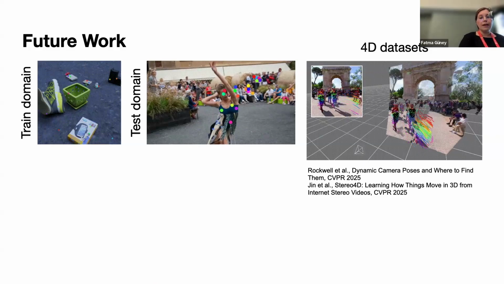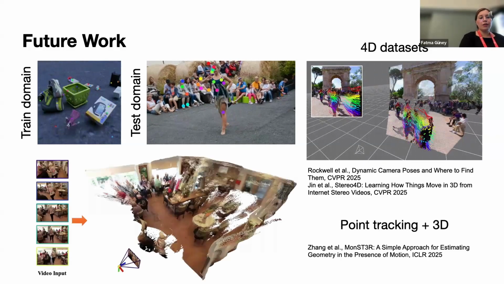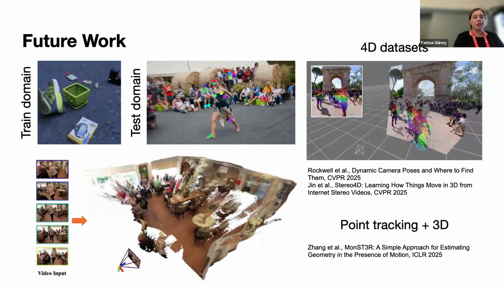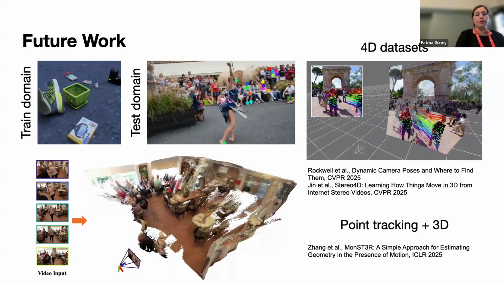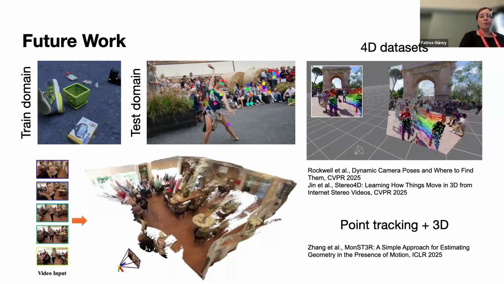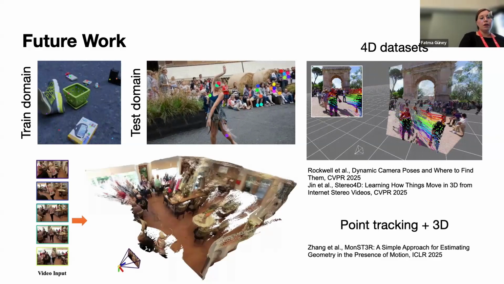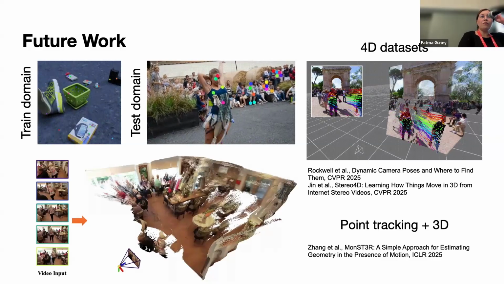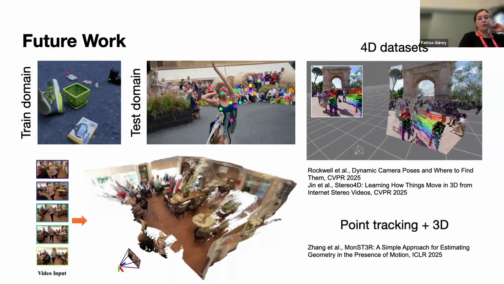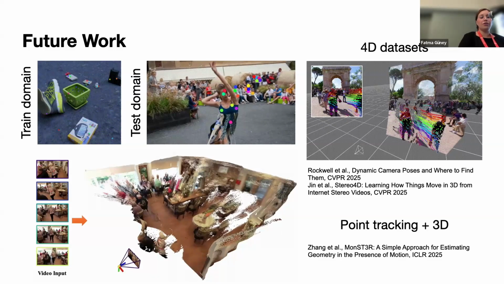Actually, there is more to explore at the intersection of point tracking and 3D, using models like MASt3R or DUSt3R, which provide 3D points, camera poses, and so on. And this has a lot of benefits: handling occlusions and textureless regions, and enforcing physical consistency, which is missing in the current point tracking methods.